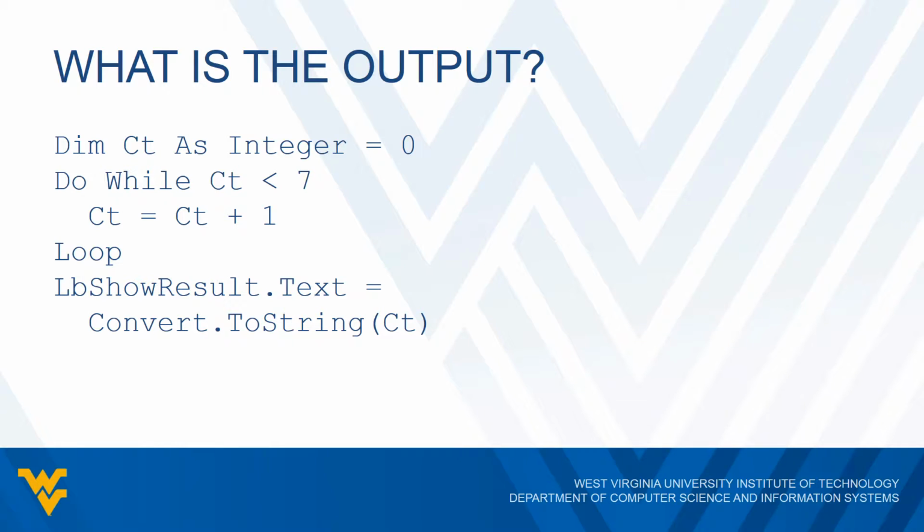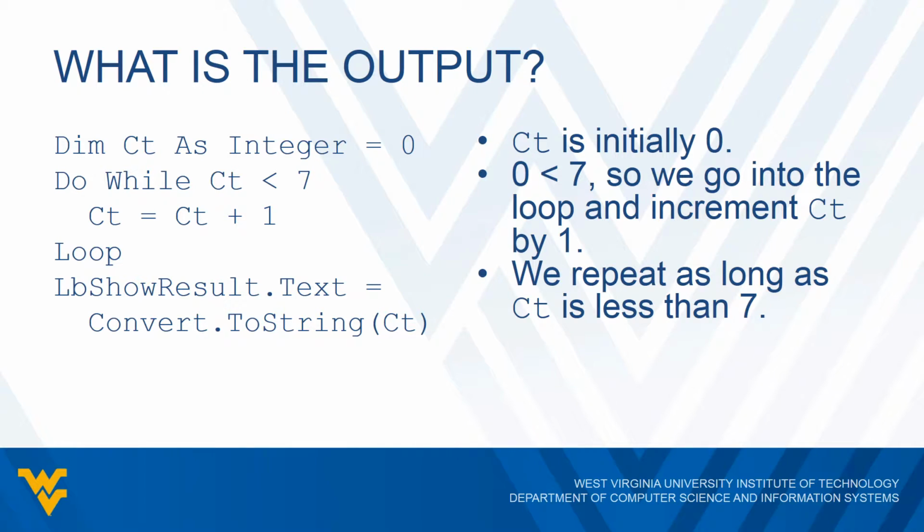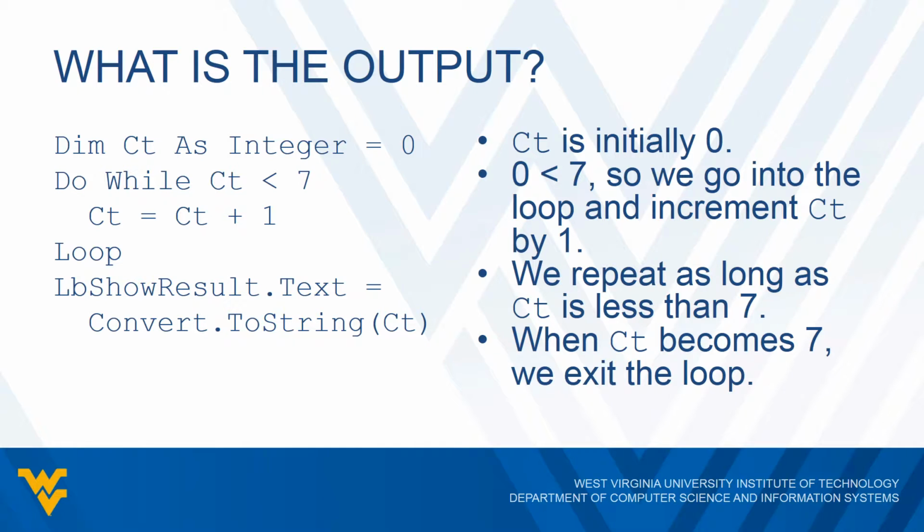So we see that CT is initially 0. So we're going to go into the while loop and we check our condition. We see that 0 is less than 7. That is true. So we will go into the loop, and inside the body we increment the value of CT by 1. So after the first iteration, CT becomes 1. And we're going to keep repeating this as long as CT is less than 7. Whenever CT does become 7, because we're just incrementing by 1 with each iteration, we will exit the loop and then display the result. So when CT becomes 7, we stop, convert to a string and store it to our label. Therefore, the output in this case is going to be 7.